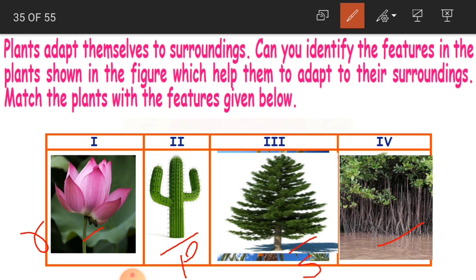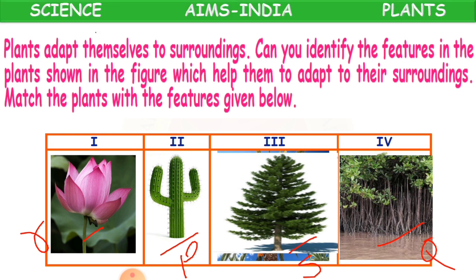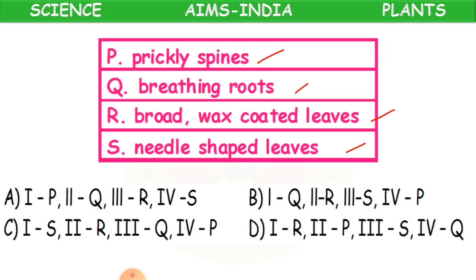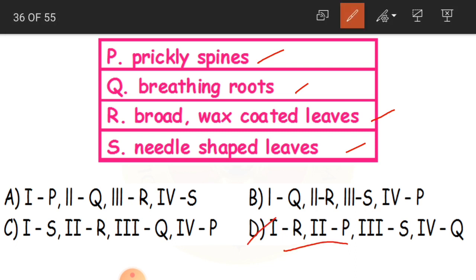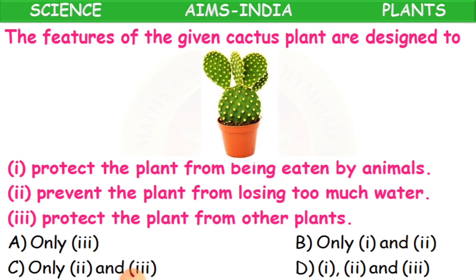And the fourth one, mangroves, which have got breathing roots. No, breathing roots is of what, children? Q. Now 1 is for R, 2 is for P, 3 is for S and 4 is for Q. So let us see, where do we have this option? This is for D. That is, D is the correct answer. Clear? So this is for D. D is the correct answer. Clear, children? Now we'll move on to the next question.